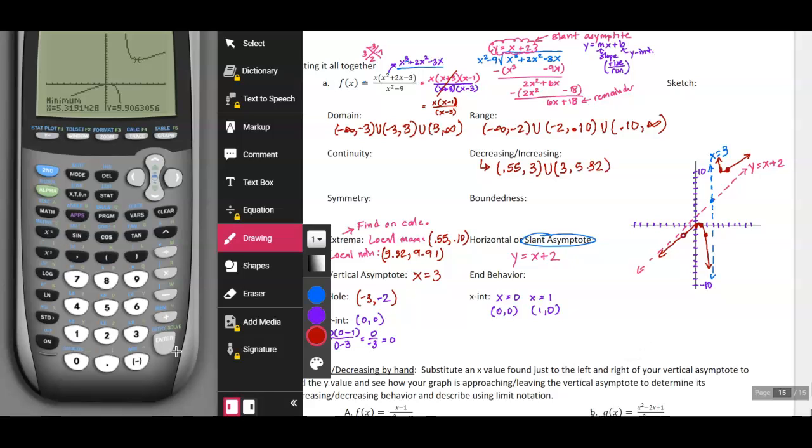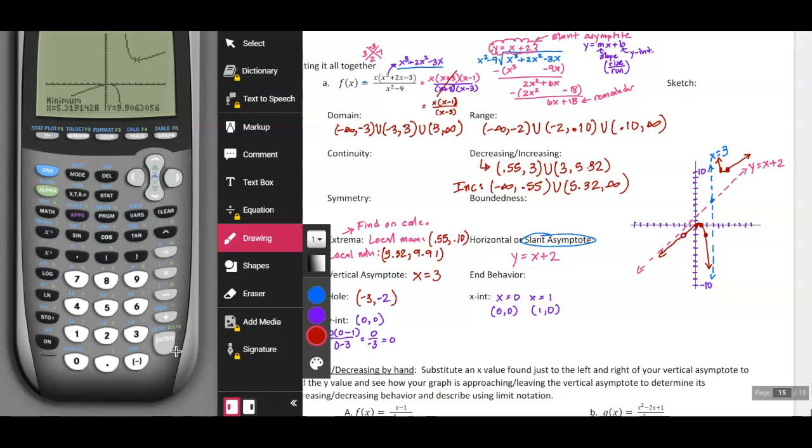And now you're increasing. The increasing is going from negative infinity x value to that local max 0.55. And you start increasing again at the local min, where the x value is 5.32, and you stop increasing at infinity.